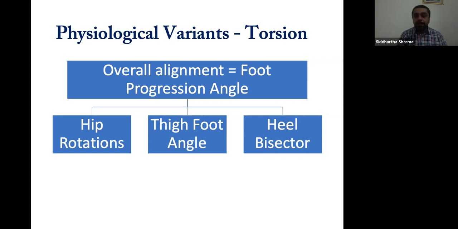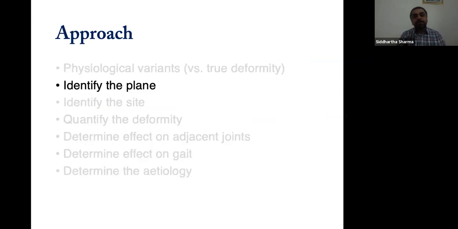Well, I have covered this up in the subsequent part of the talk also, but briefly, you should look at the overall alignment by means of the foot progression angle. Look at the hip as a cause by looking at the Craig's test and the rotations. Look at the thigh foot angle and the heel bisector. Now, mind you, we'll come back and look to this again.